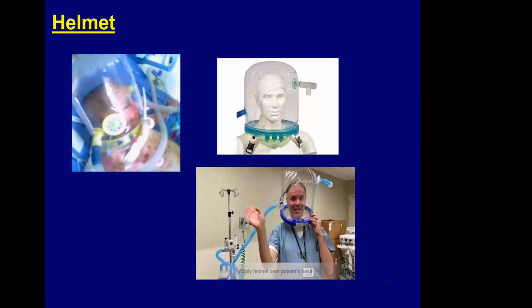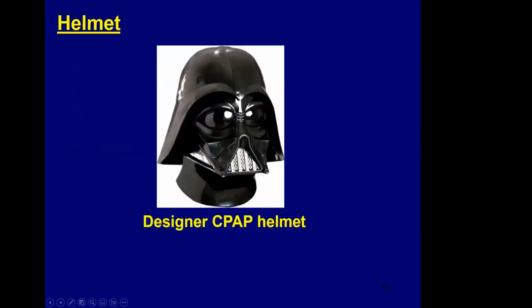And here are some pictures of helmets. And there is one more. There is a designer helmet. There it is. This is a designer CPAP helmet.